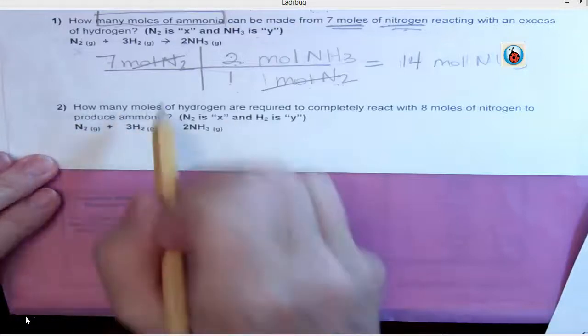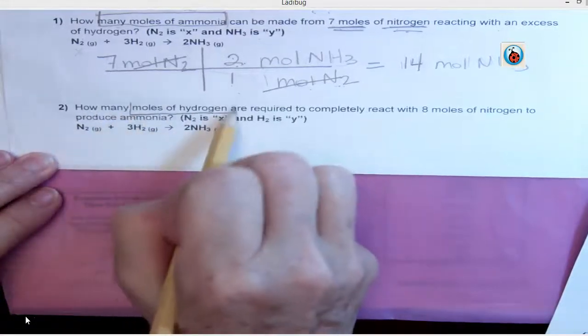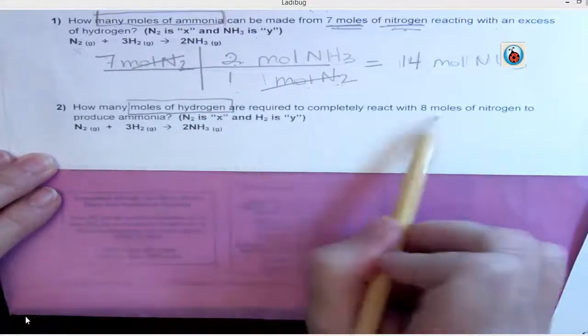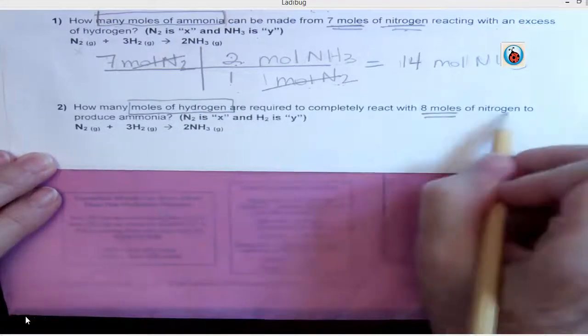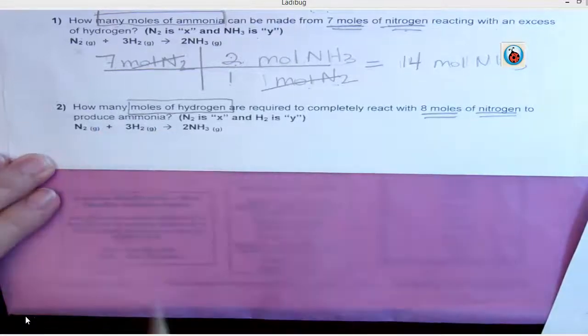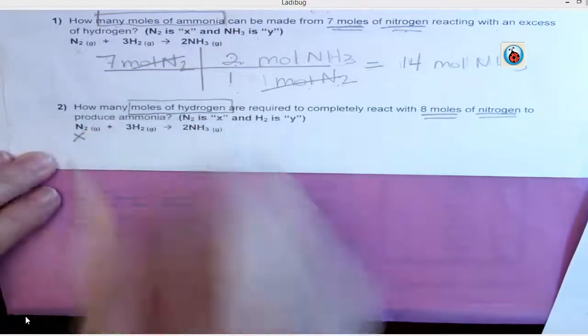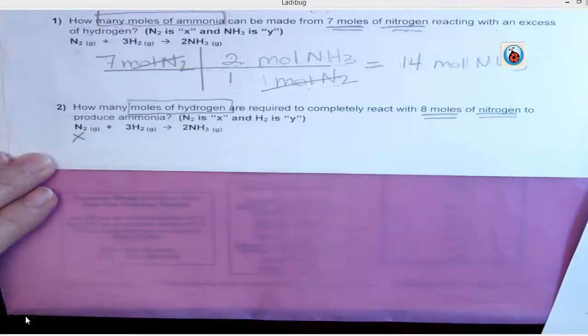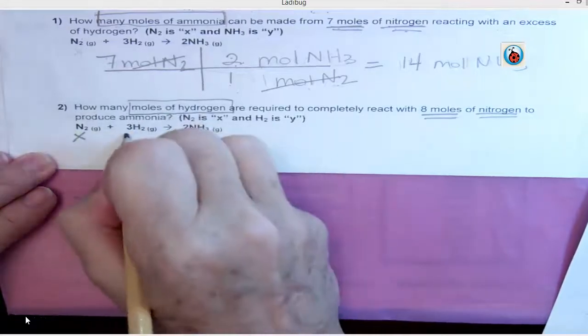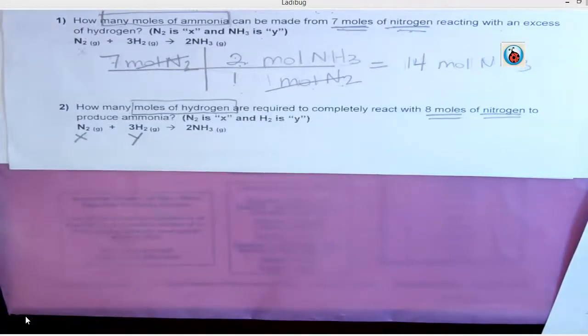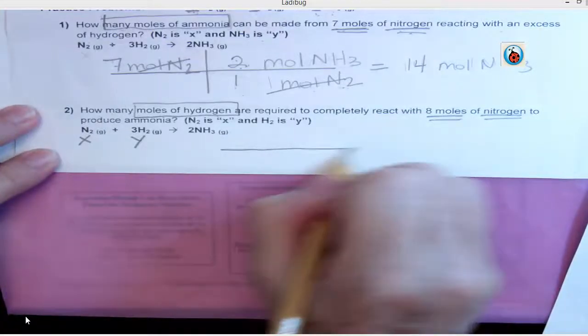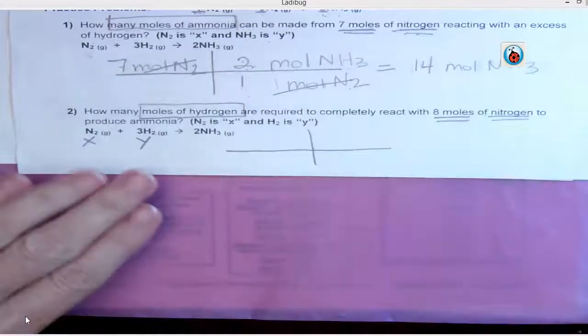Let's look at this one, number 2. How many moles of hydrogen, that's what I want to know, are required to completely react with 8 moles of nitrogen to produce ammonia? So this time I know how many moles of nitrogen again, but I want to know how many moles of hydrogen. So hydrogen gets my Y. Again, set up your train tracks, and these are still moles to moles. I assigned X and Y. I know it's moles to moles, so it's one train track. Let's get that set up.